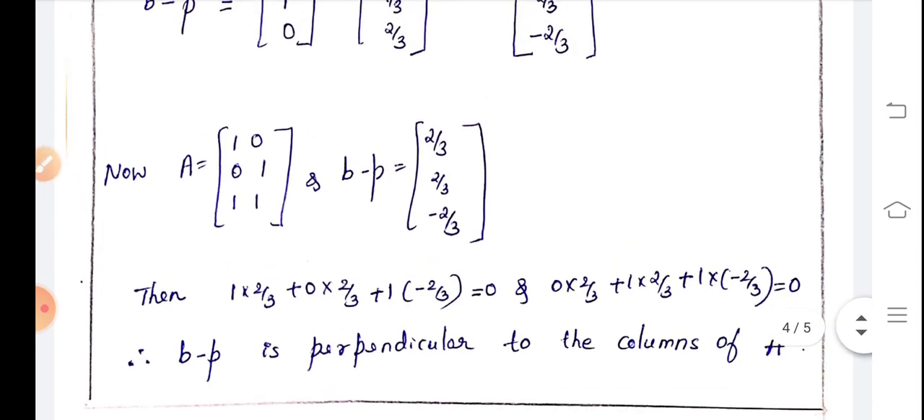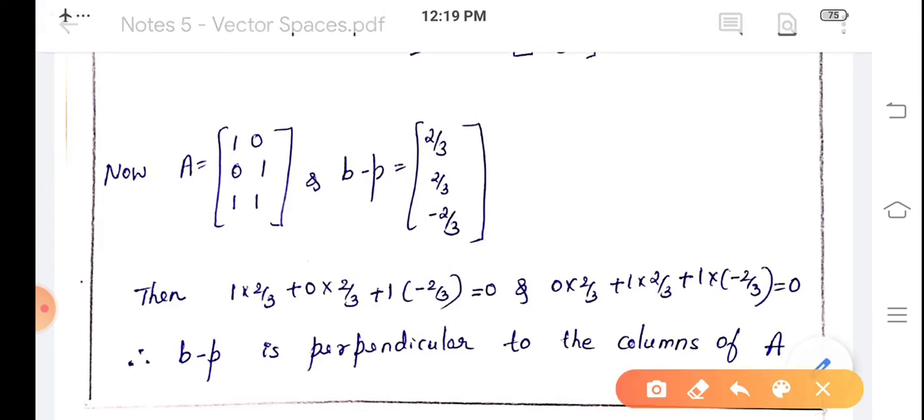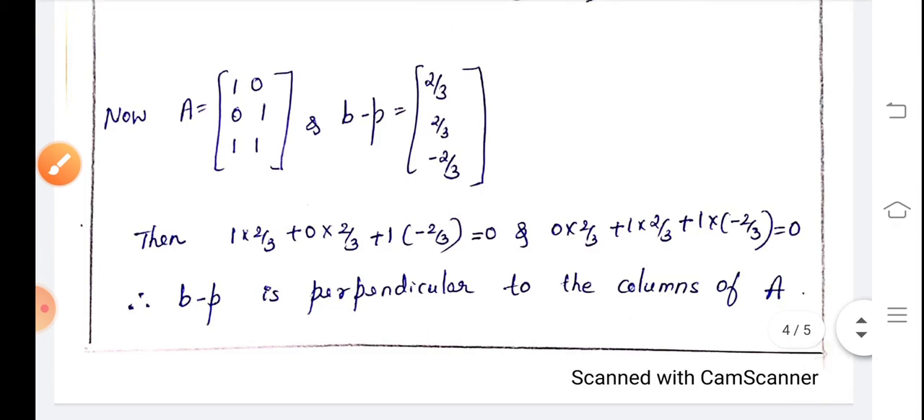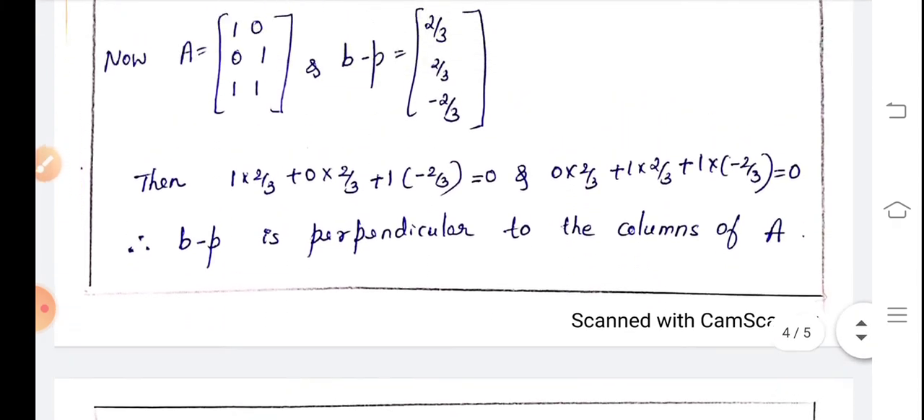And we have to check whether B minus P is perpendicular to the columns of A. To check this, we multiply the columns of A with the corresponding entries of B minus P. That is 1 into 2 by 3 plus 0 into 2 by 3 plus 1 into minus 2 by 3. That gives 0. Similarly, when we take the second column, we multiply 0 into 2 by 3 plus 1 into 2 by 3 plus 1 into minus 2 by 3. That is also 0. So here we can say that B minus P is perpendicular to the columns of A.